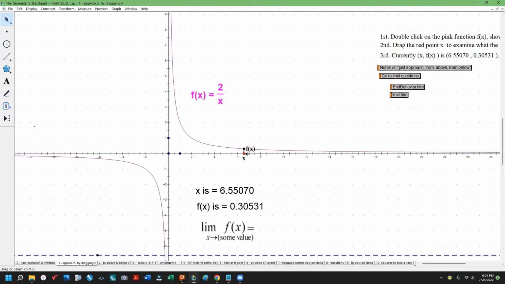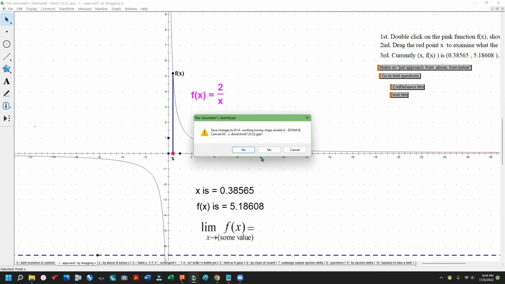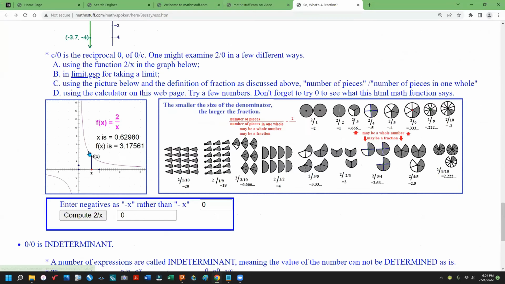And I'm going to ask you, if you want to play on your own, download the Sketchpad and then slide, approach. So as x approaches 0, the value of the function continues to increase. That's this picture and that technique.